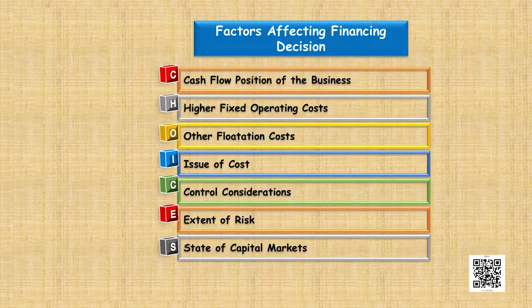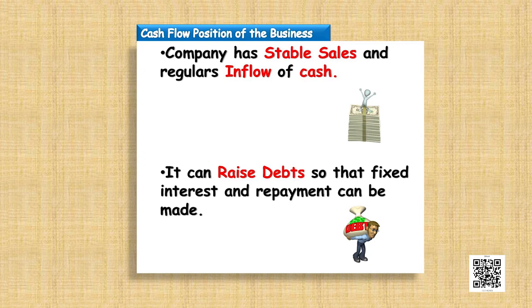So, now let us move ahead and discuss the factors affecting financing decision. The first factor that affects the financing decision is the cash flow position of the business. As already discussed, if a company has stable sales and has regular inflows of cash, then it can raise debt because it can honor the fixed interest payment and the repayment obligation.